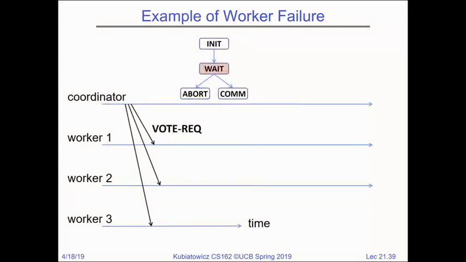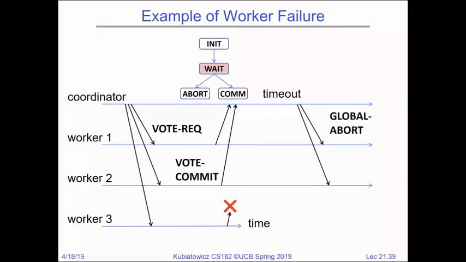So here's an example of the worker failures. The coordinator sends out vote request. Notice that worker 3 crashed, so we send vote commit. All right. Eventually we time out, and the other ones get an abort. Now the interesting thing about this protocol is when the worker wakes back up again, worker 3, at that point it'll actually query the coordinator for what happened and find out that there was an abort as well. So it's not like worker 3 will wake up and conclude the wrong thing.